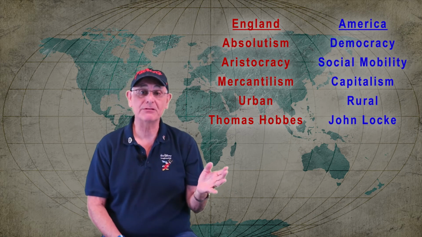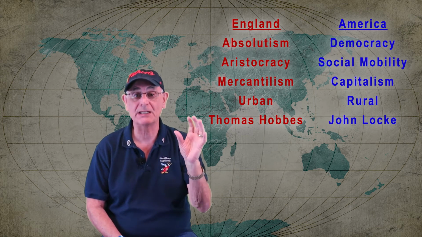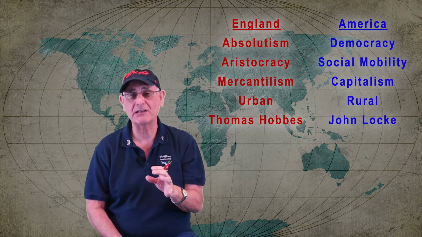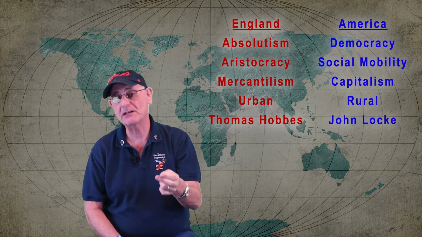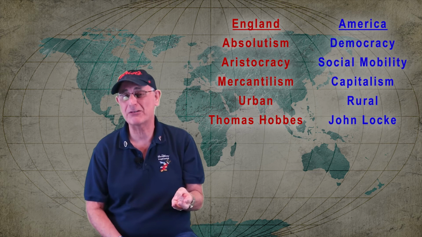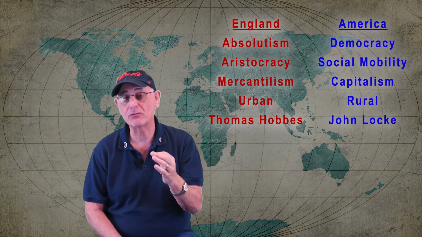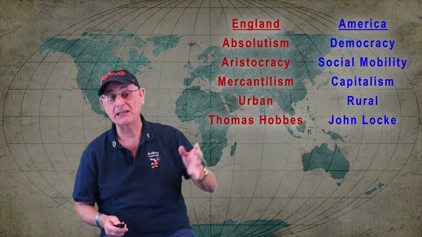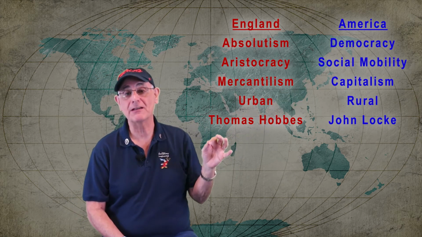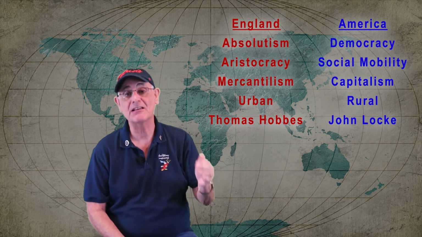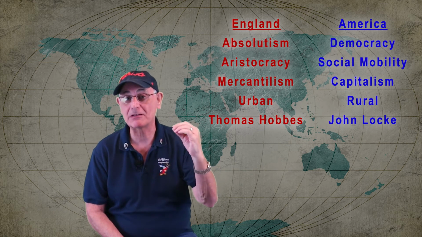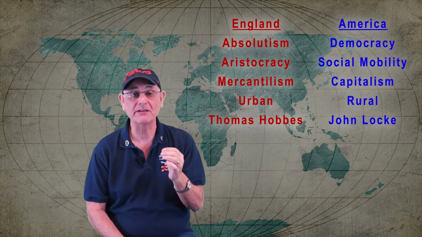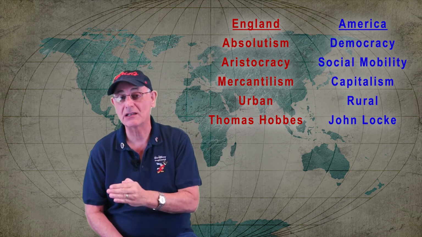Settlements: England was predominantly an urban country, whereas here in the United States, there are very few urban areas. Only places like New York, Philadelphia, and Charleston, and that was pretty much it, guys. We were a rural nation, okay? And finally, political philosophy. In England, they accepted the political philosophy of Thomas Hobbes, meaning that you've got an absolute government, whereas here in the United States, we lean towards the political philosophy of John Locke.